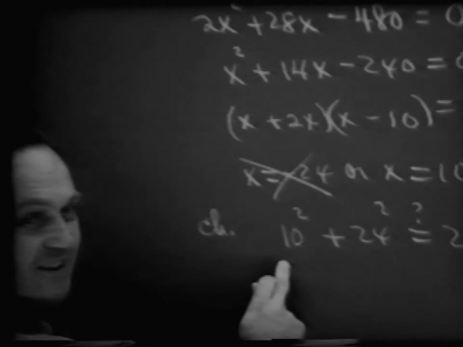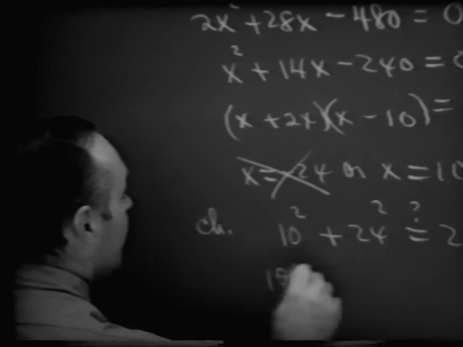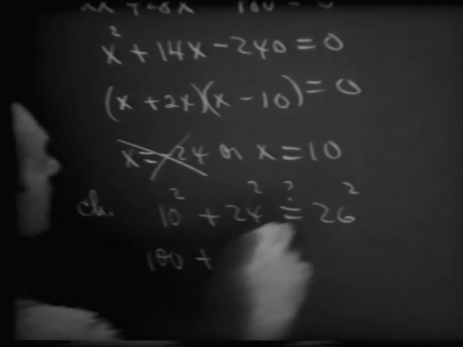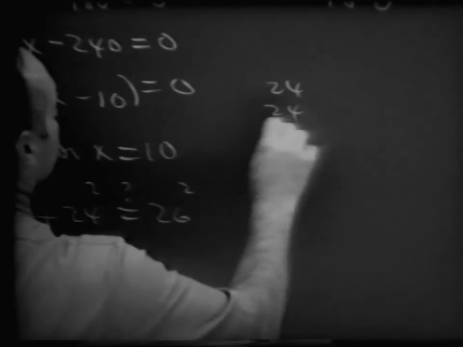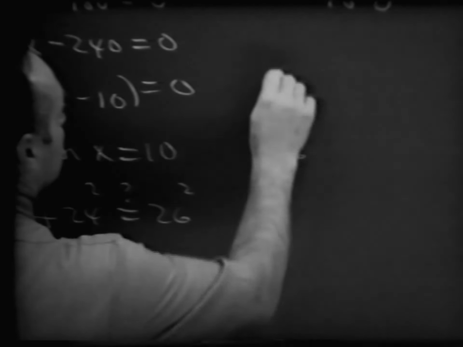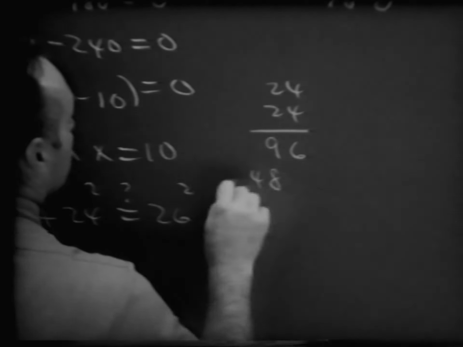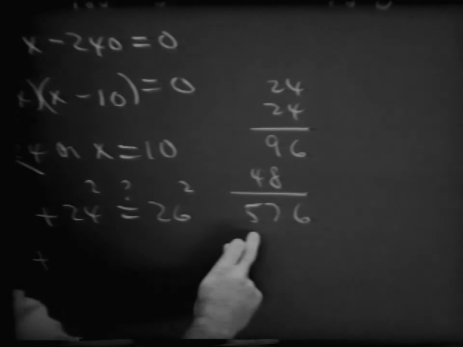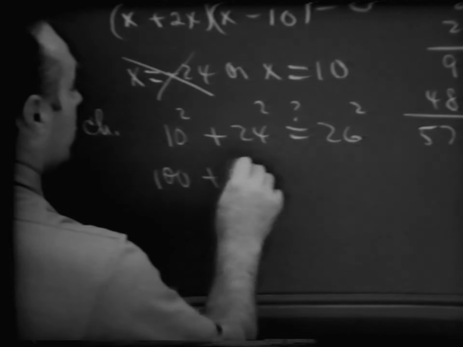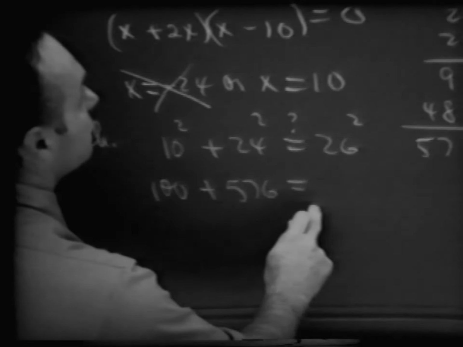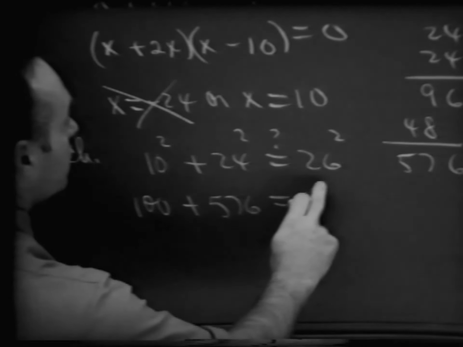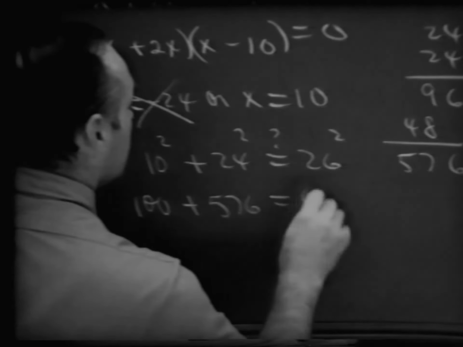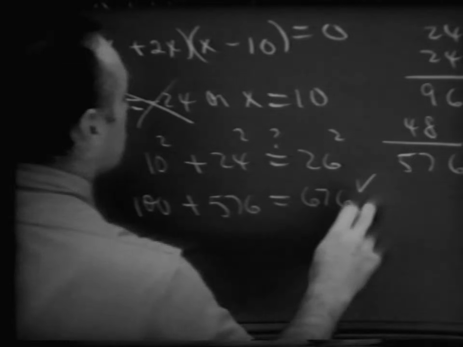And 10 squared is 100 plus 24 squared. We haven't yet calculated that number. 24 times 24 is what? 1696, 848, is this right? Check my arithmetic, please. That's 576? Is that checked? Plus 576 is equal to, and of course we've already calculated 26 squared, which is 676, and I think you will agree that it checks.